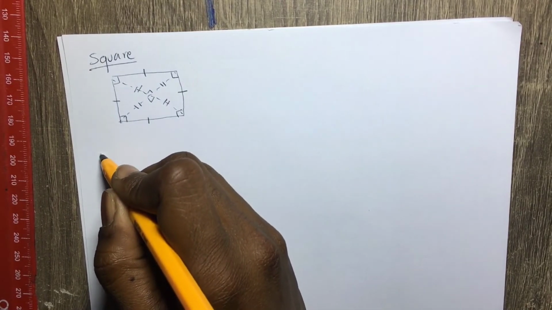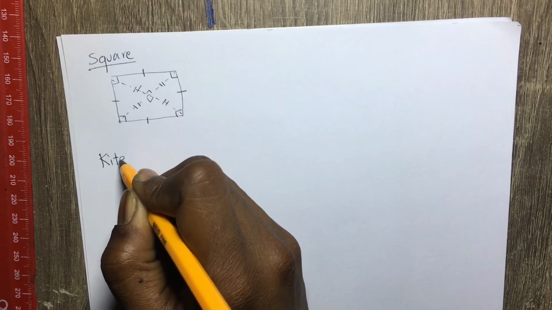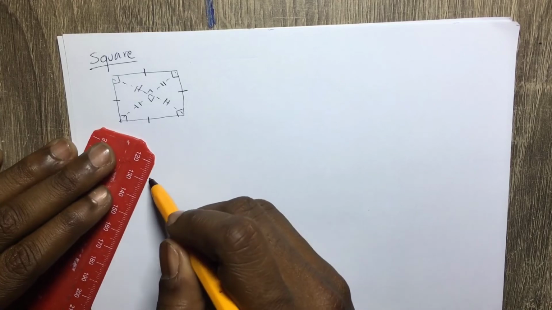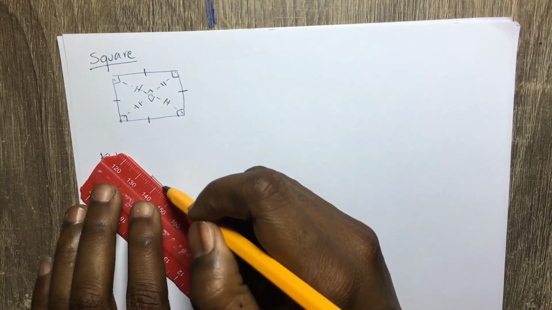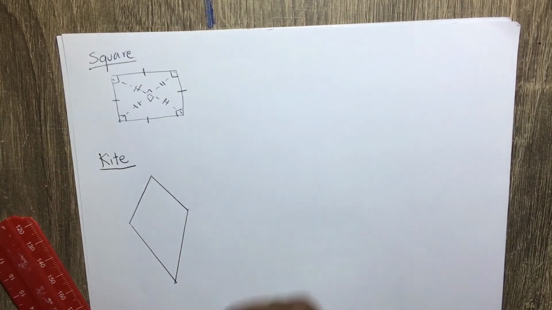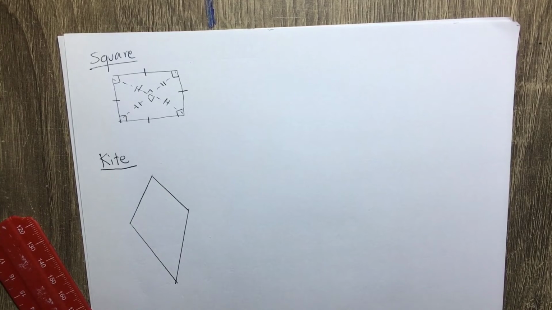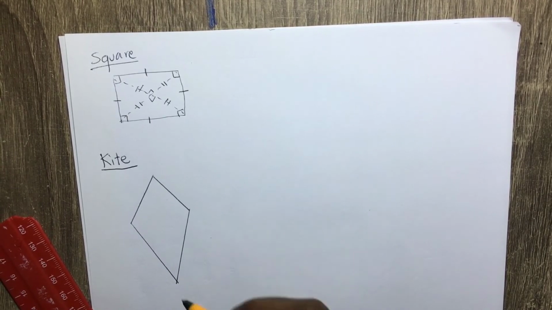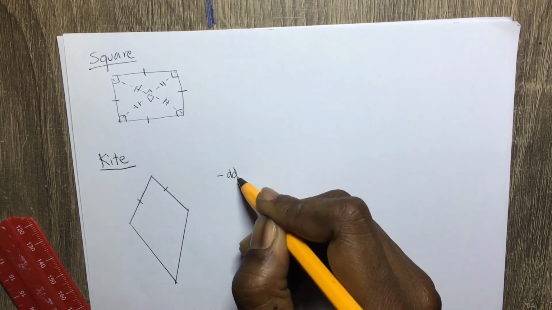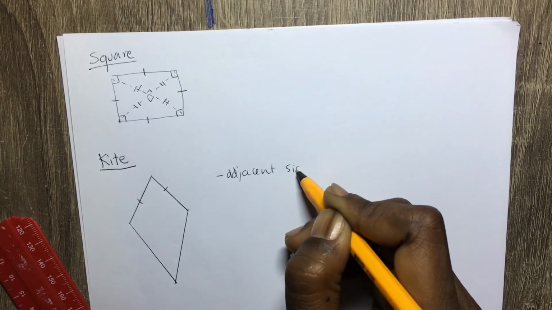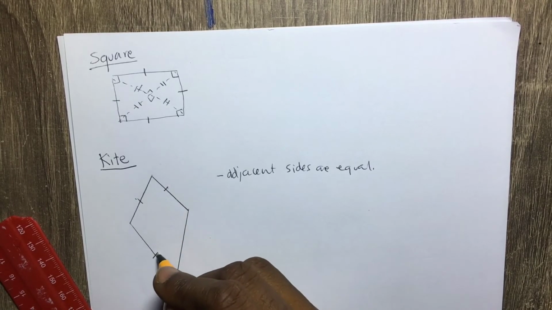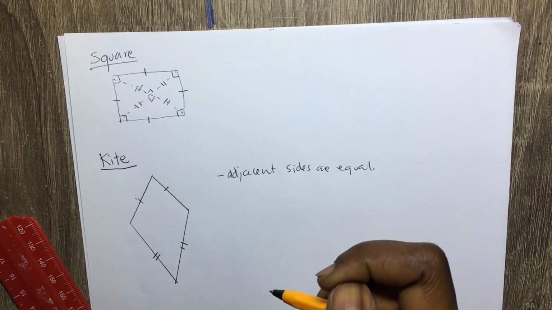Then let's move to a kite. How do we draw a kite? Something like that. We know that, especially if you used to fly kites when you were young. Something like that. Okay. So what we need to note is that adjacent sides are equal. So this side and this side are the same. This side and this side will also be equal.